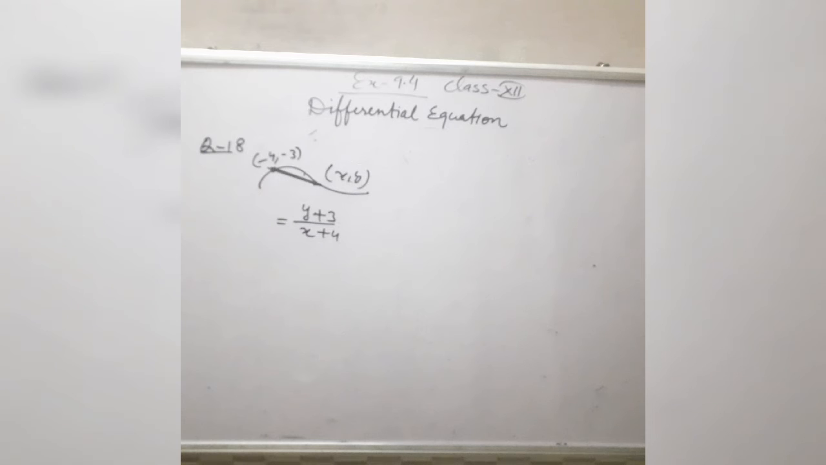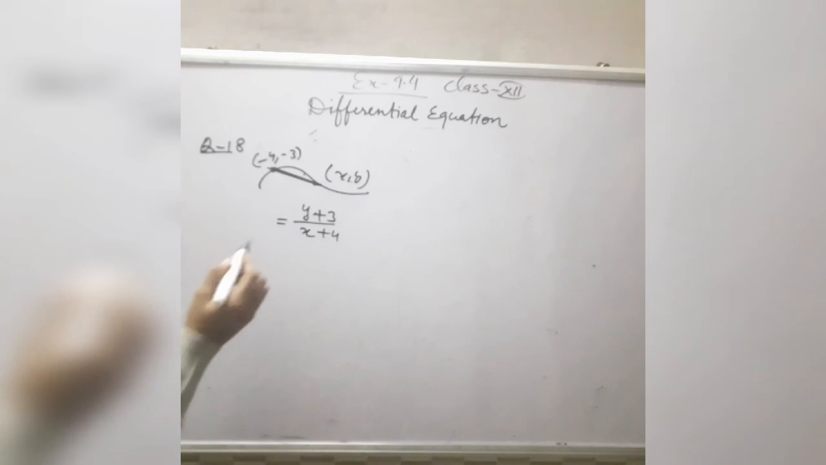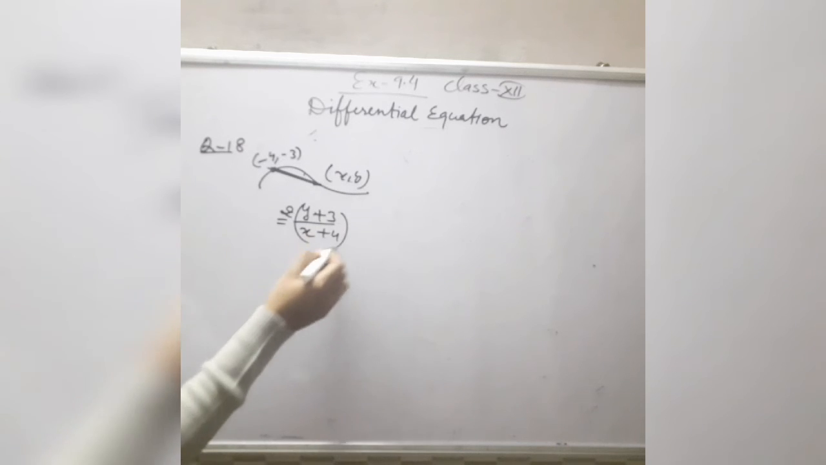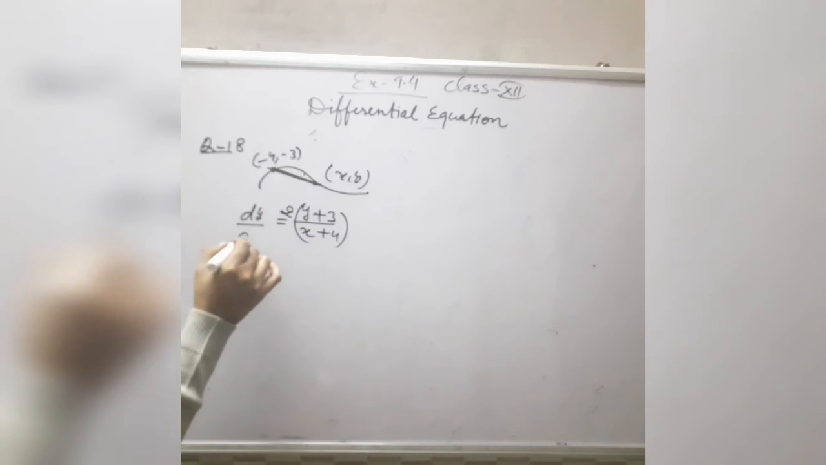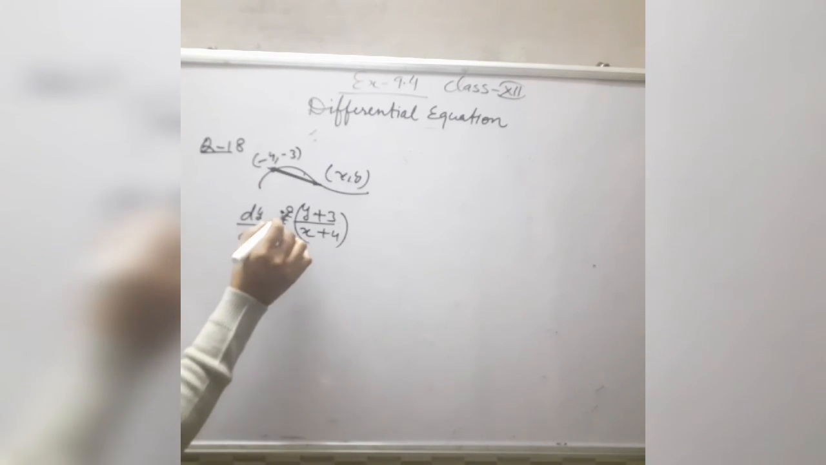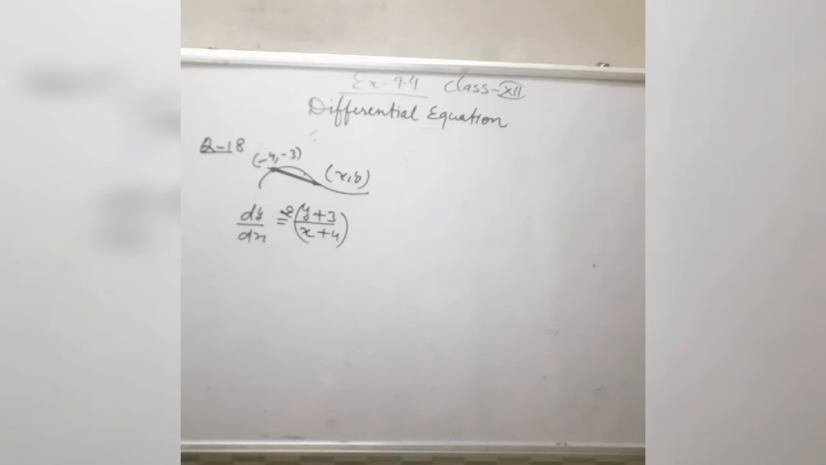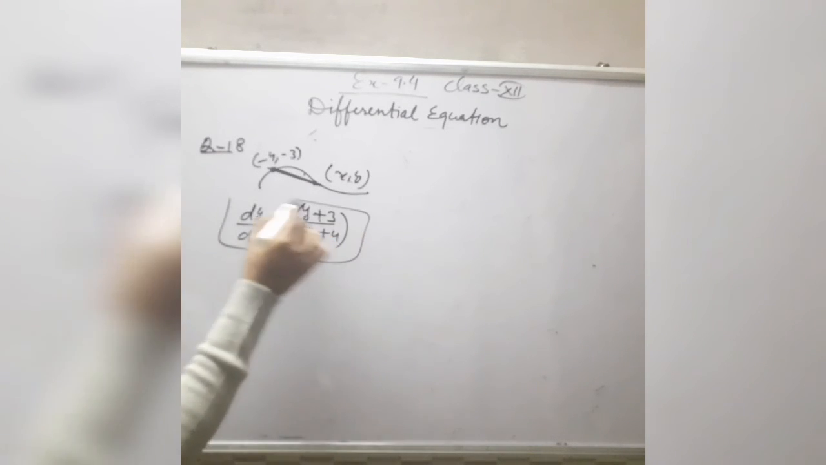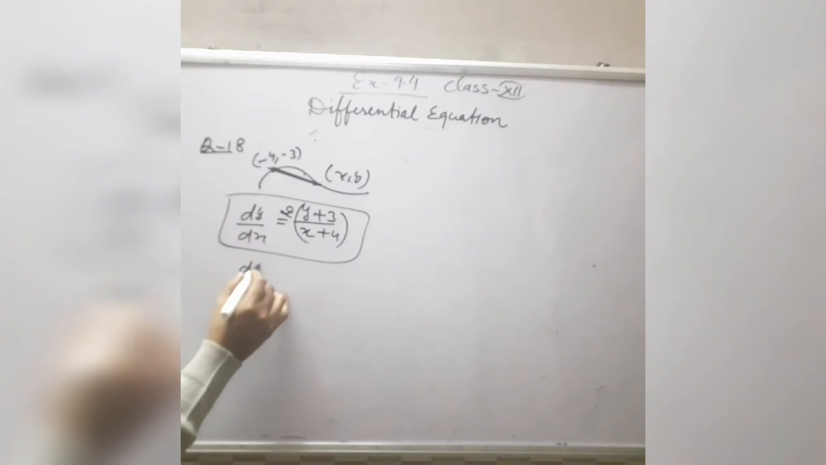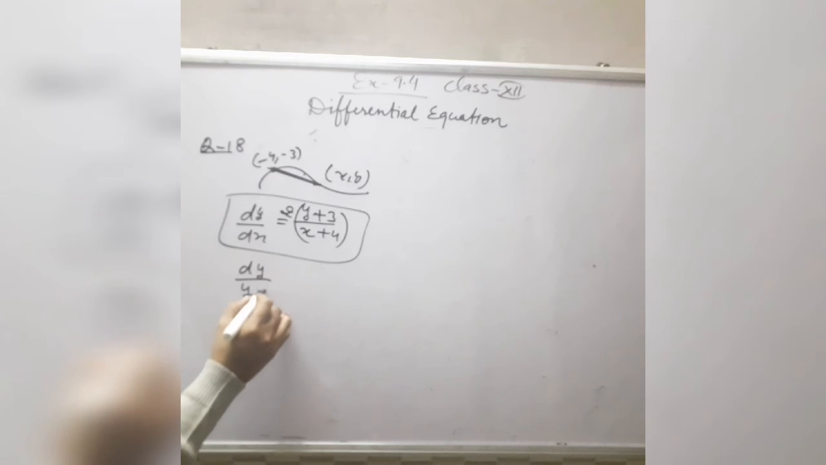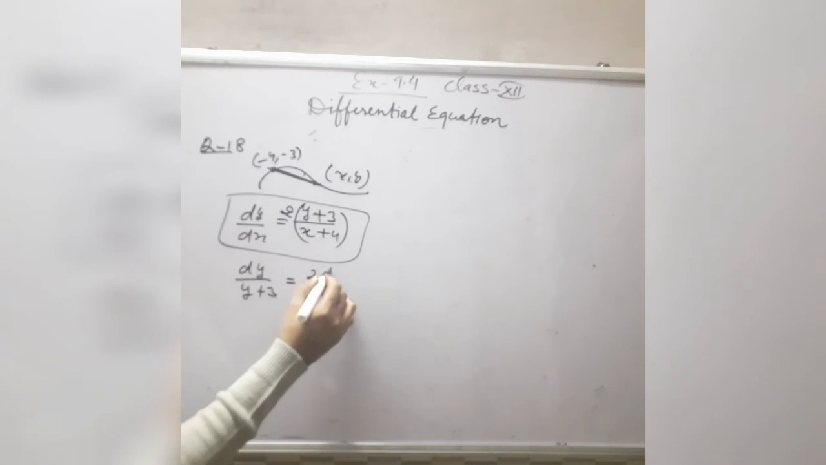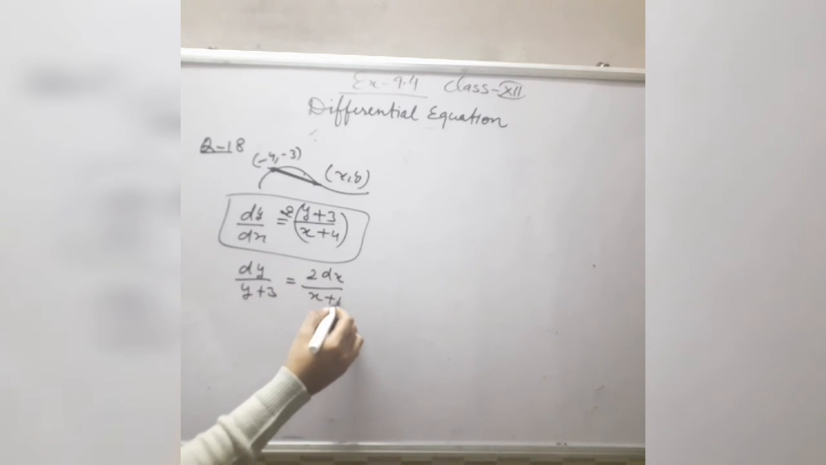And here in the statement it is written that the slope of the tangent is twice the slope of this. The slope of the tangent means dy by dx. This is twice this slope, so here you will take a 2. So you will get this differential equation in this case. And after separating the variables, you will get dy by y plus 3 equals 2 into dx by x plus 4.